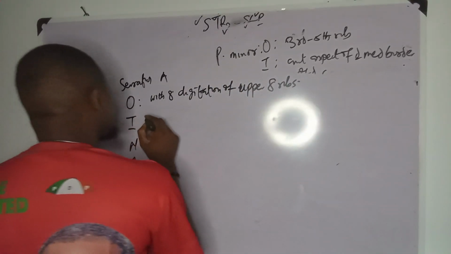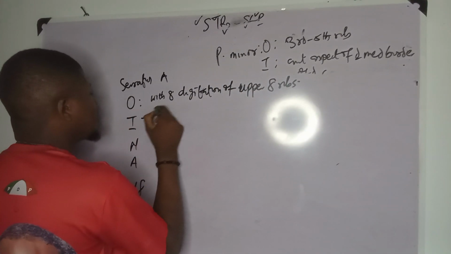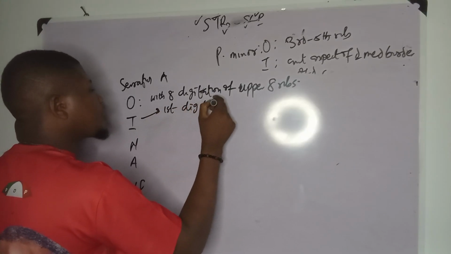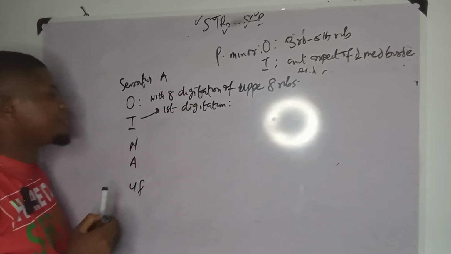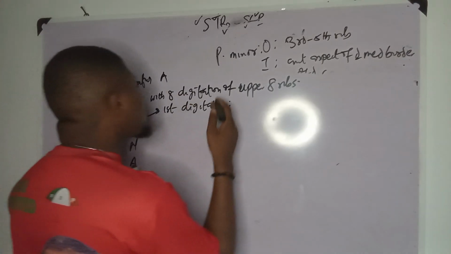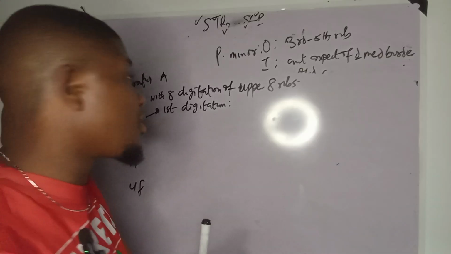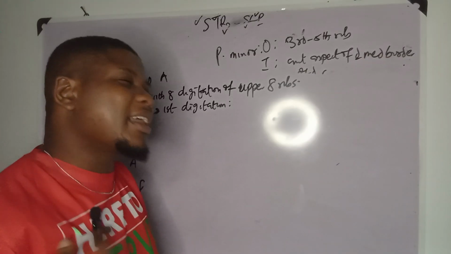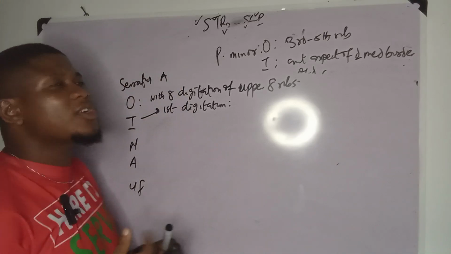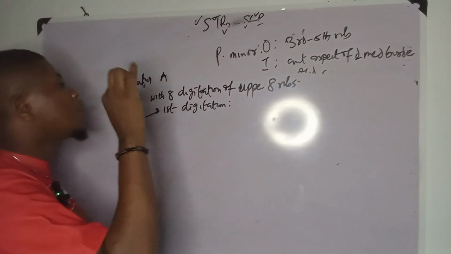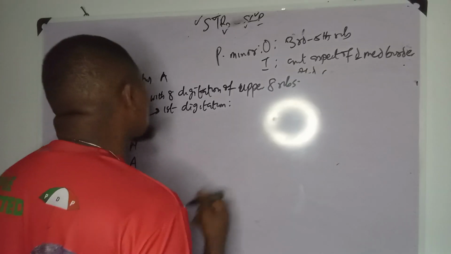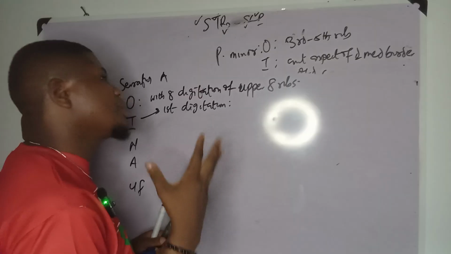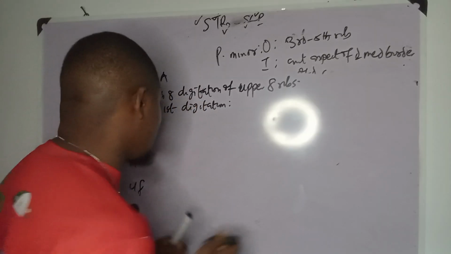Then for insertion, you see that the first digitation inserts inside. Remember, I told you that serratus anterior inserts at the what? The medial border of the scapula. Yes, the ventral aspect of the medial border. So the first digitation inserts at the superior angle of the ventral aspect of the medial border.